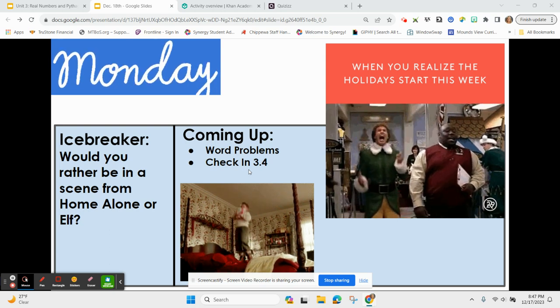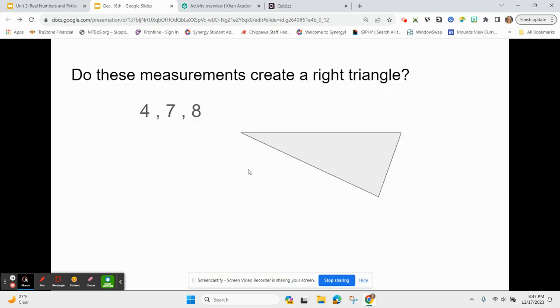So, if you could, we're going to do a little bit of review, especially with the Pythagorean word problems. So, let's do this one. We're going to do one together from what you learned on Thursday and Friday. And then we're just going to gear up for some word problems, and we will be ending with a check-in today. So let's start with a little refresher.